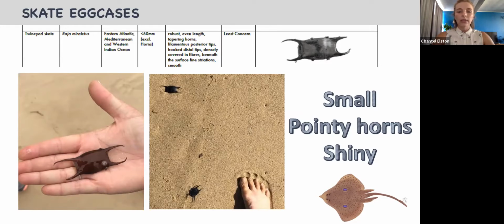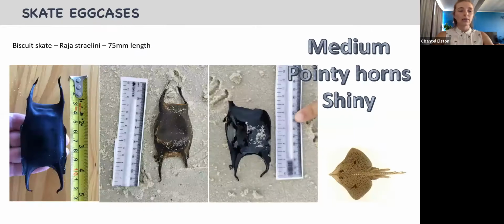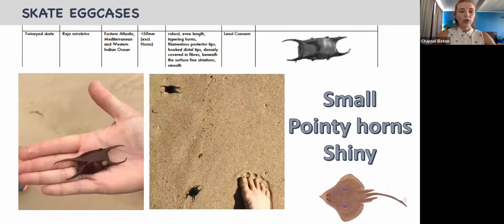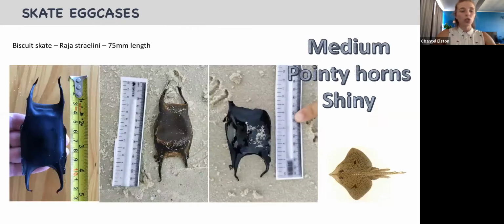And then the next species looks really, really similar, but it's just bigger. So this is something called the Biscuit Skate, which isn't in our ID guide, but it's actually become quite a popular submission. So that's why I've chosen to include it. So I'm just going to go back again. So you can see how similar they look. They're both black, they're both shiny, they both have these pointy horns on the end that are equal in size.